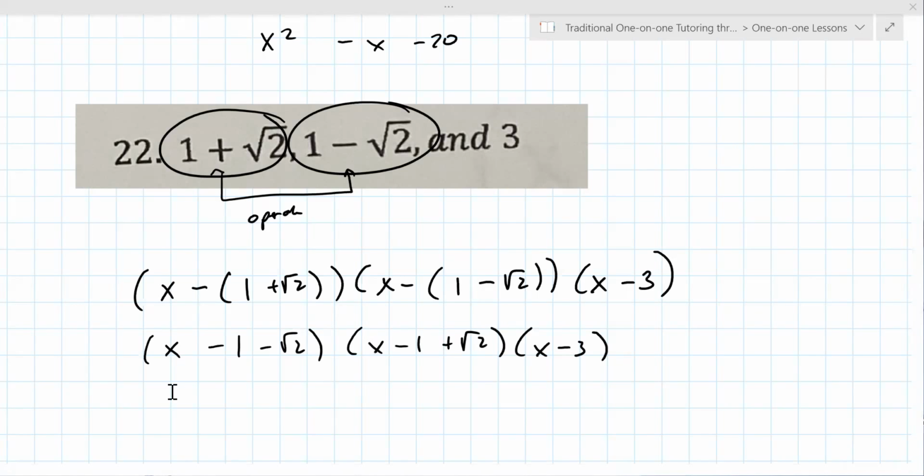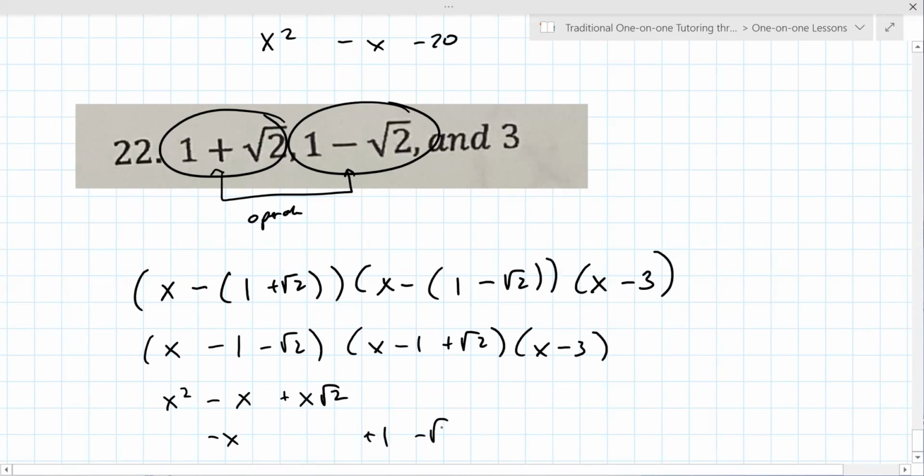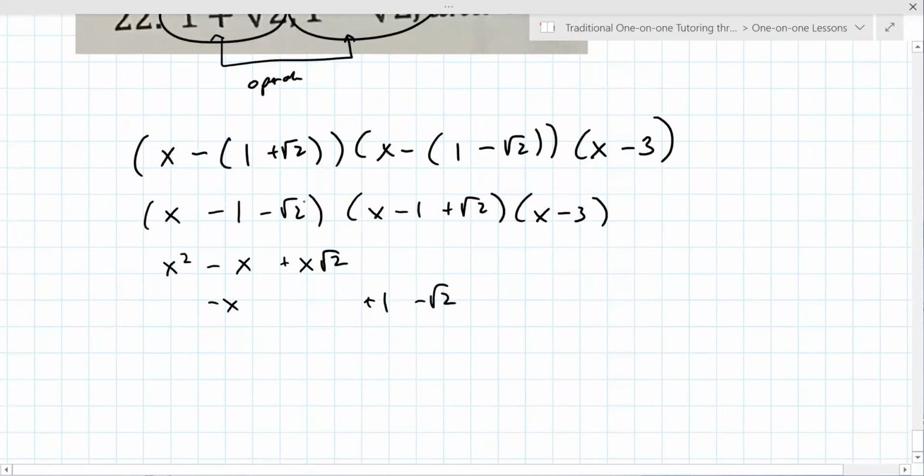Okay, so now we want to FOIL the ones on the left here, and you want to do the ones that are matched up, even though they look worse. If you do them right, the roots and the i's go away. So it's the same thing. You're going to take x and multiply it by everything. So it's x squared minus x plus x square root 2. And then you do this minus 1, so you get minus x plus 1 minus square root 2. And then you take this minus square root of 2 times x. So you get minus x square root of 2 plus square root of 2, and then minus square root of 4.